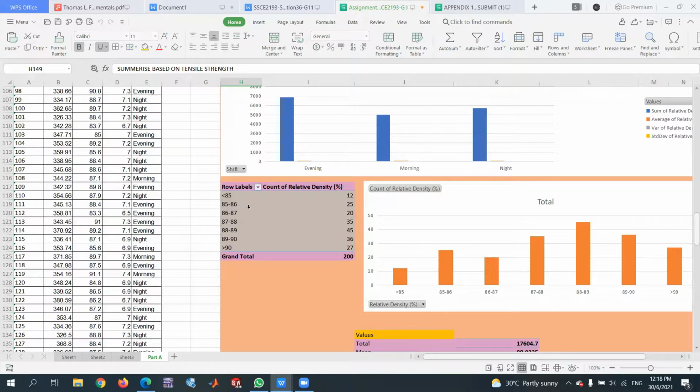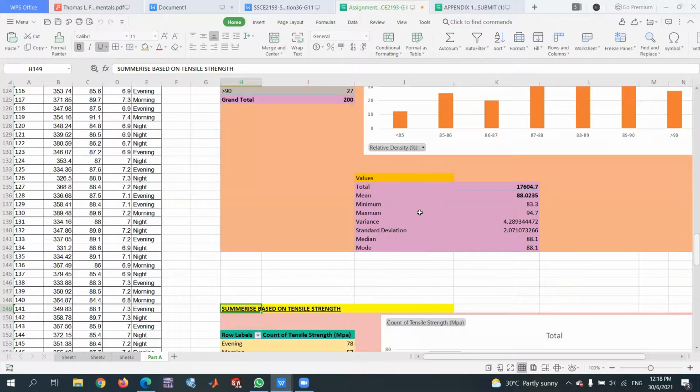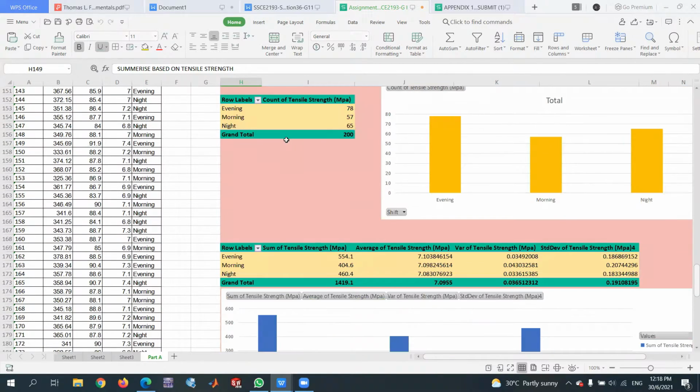Also, I have used the frequency distribution to count the relative density. As you see here, from 88 to 89, this has the highest counts of relative density, and this table describes the important values.